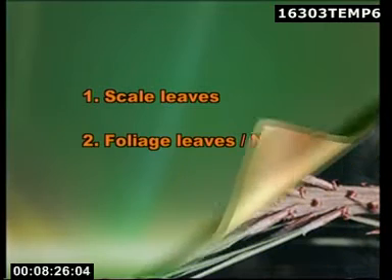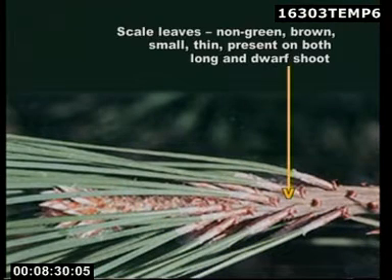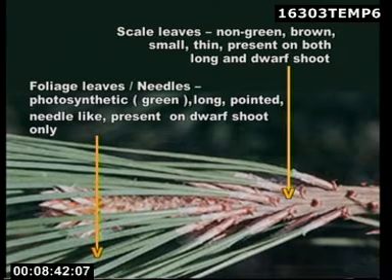Let's know about scale leaves of Pinus. They are non-green, brown, membranous, or we can say very thin, small and brown in color, found on both long and dwarf shoot. Then the foliage leaves or Pinus needle. They are green, photosynthetic, acicular, that means they are needle-like, and that's why we call them Pinus needles instead of saying the foliage leaves of Pinus.